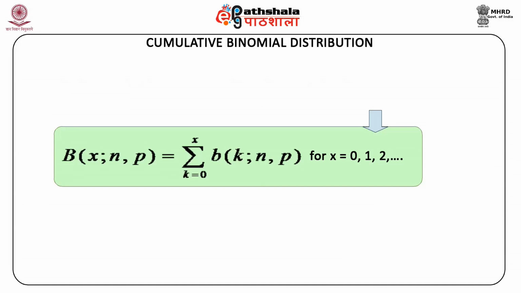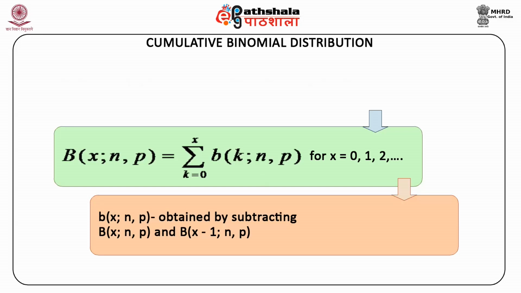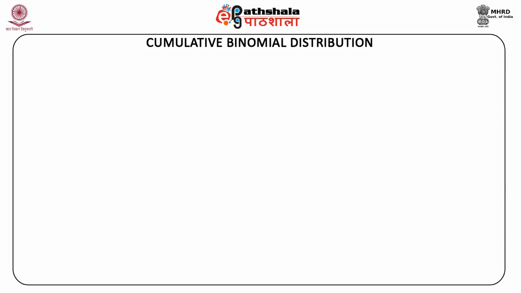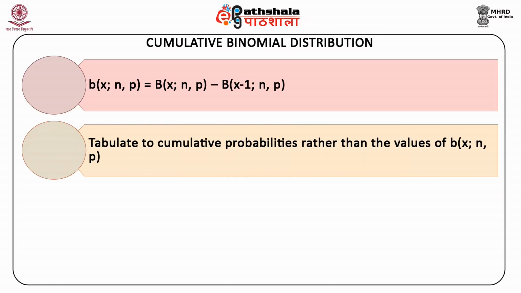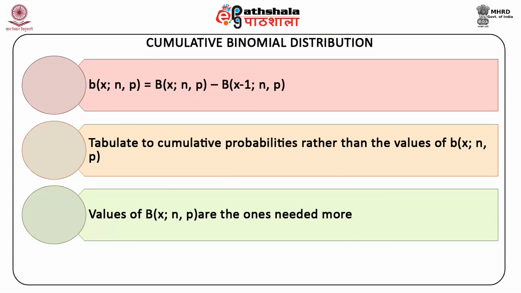Note, however, that the values of b(x, n, p) can be obtained by subtracting adjacent entries of the two cumulative probabilities, capital B(x, n, p) and capital B(x minus 1, n, p), since they differ by the single term b(x, n, p). That is, b(x, n, p) is equal to capital B(x, n, p) minus capital B(x minus 1, n, p). We tabulate cumulative probabilities rather than the values of b(x, n, p) because the values of capital B(x, n, p) are the ones needed more often in statistical applications.